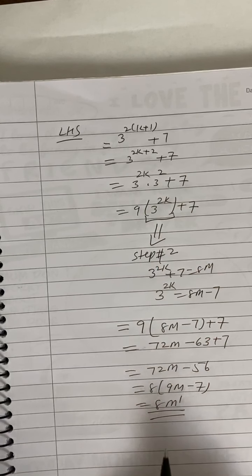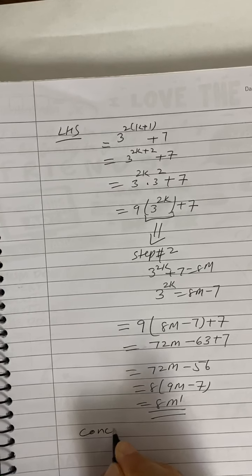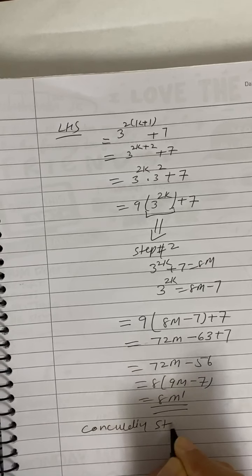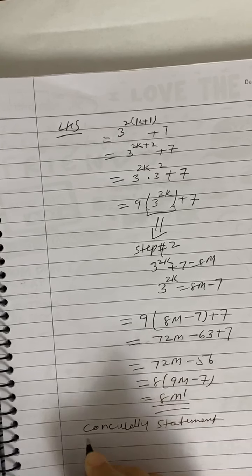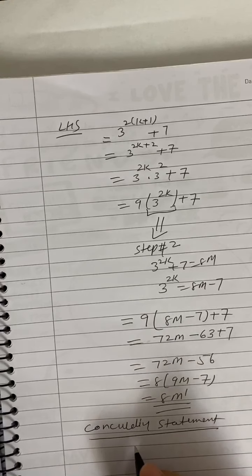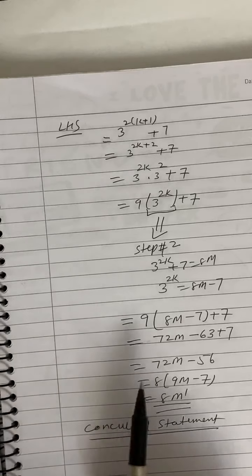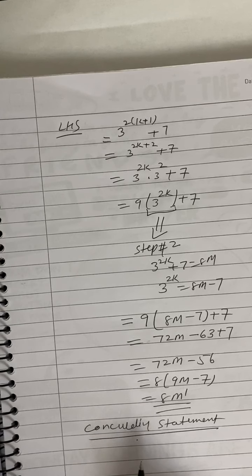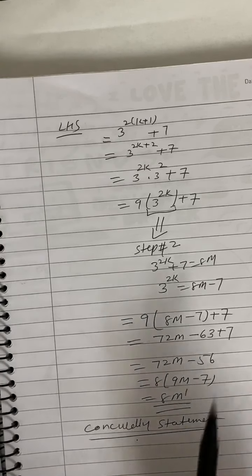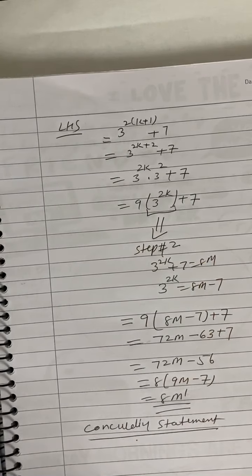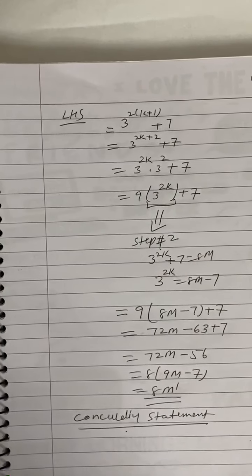So we proved for n equal to k plus 1, the given statement was true. And then again, the concluding statement, which is important at the end. So you will say, by principle of mathematical induction, we showed that the given statement is true for n equal to 0. In this case, it was natural number. And then by assuming that the given statement was true for some n equal to k, we proved that the given statement is true for n equal to k plus 1. Therefore, by principle of mathematical induction, the given statement is true for all n.